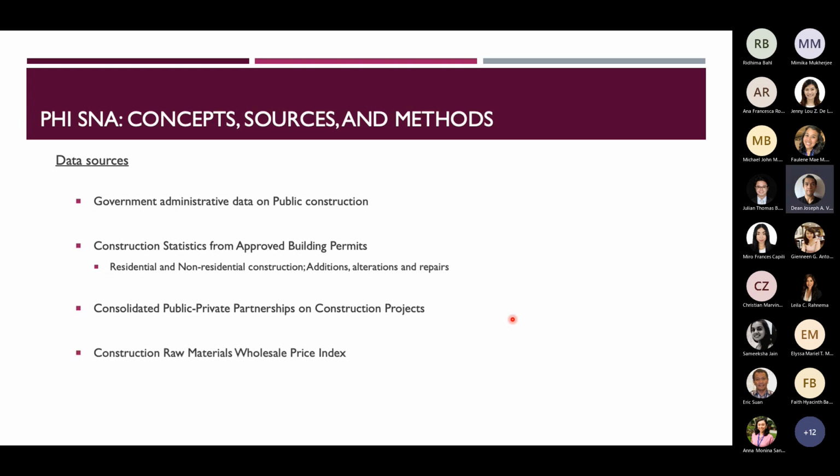Then lastly, as I mentioned a while ago, we translate the volume measures from the construction statistics from approved building permits into value by using the construction raw materials wholesale price index. We also use other price indices to translate those volume measures into value measures.